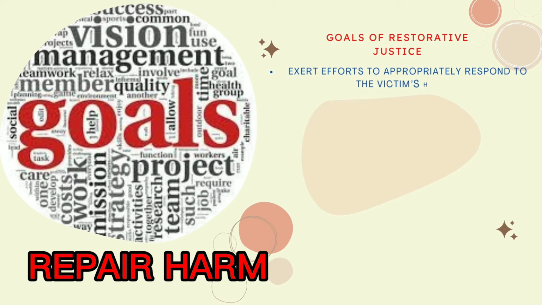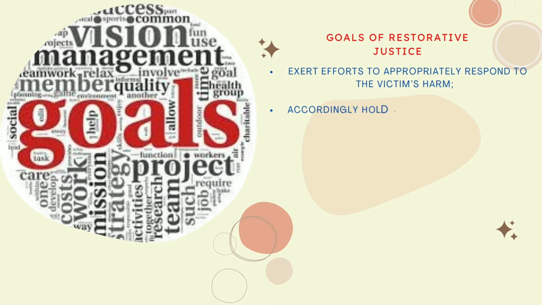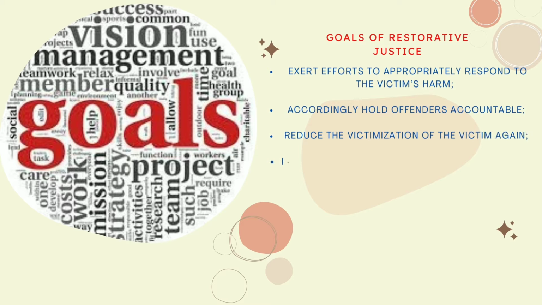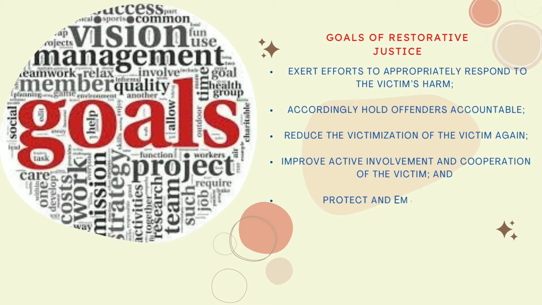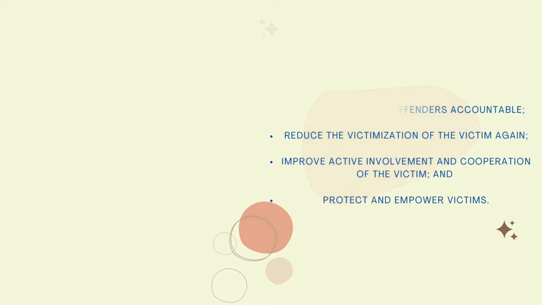The criminal justice professionals applying the philosophy need to understand the impact of the crime on the victims and the latter's family in future. By helping the victims, the system can exert effort, be accountable, reduce the victimization, improve active involvement, and protect and empower the victim.